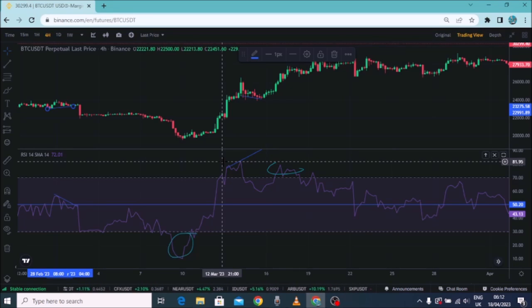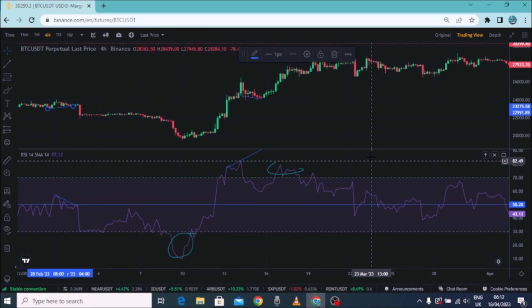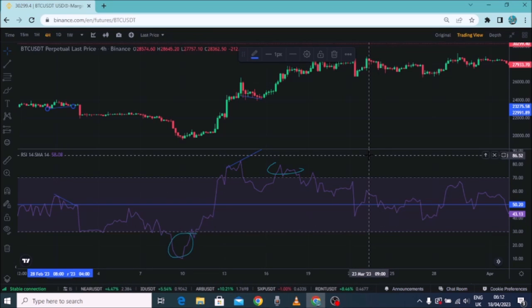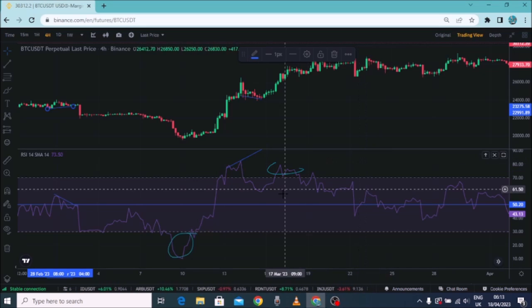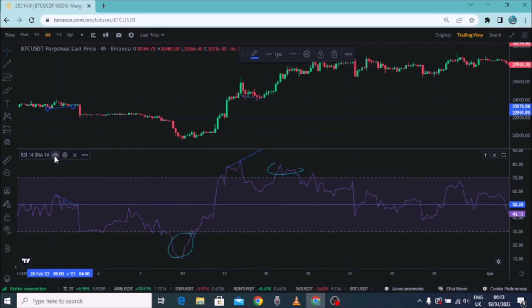Another thing that you have to understand is that RSI moves from 0 up to 100%. So when you're trading, you have to understand that the market goes from 0% up to 100%. It depends on when you want to enter the market and how you have set it, as I told you earlier, when you set your RSI.